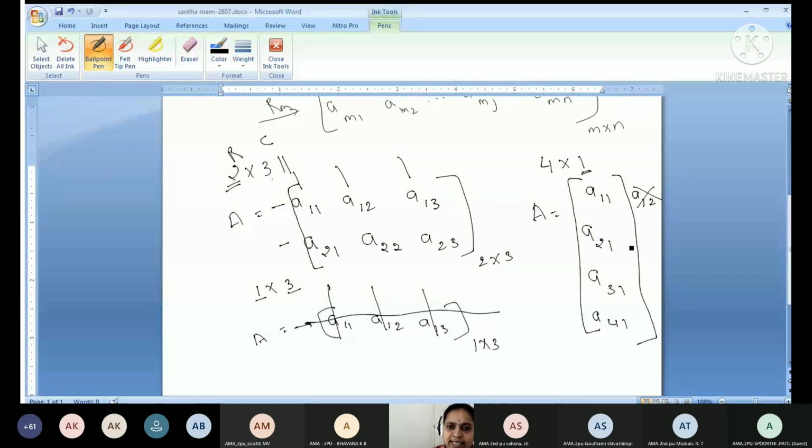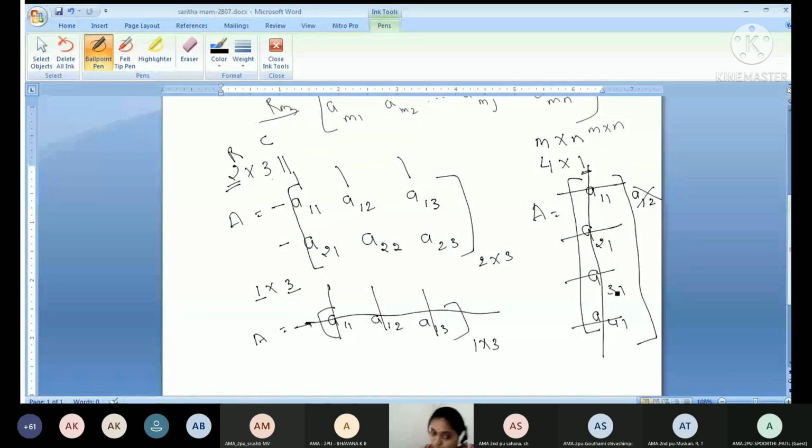So how many horizontal lines possible? 1 line, 2, 3, 4. 4 horizontal lines are there. Therefore, in m by n, the number of m is 4, the number of n is 1. So 4 horizontal rows, only one vertical column. Therefore, it is a 4 by 1 matrix. I hope you are following me about how to write order. Now I will move forward.